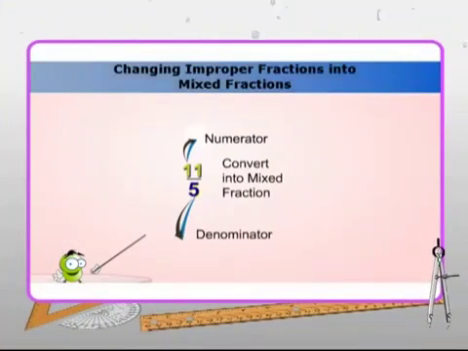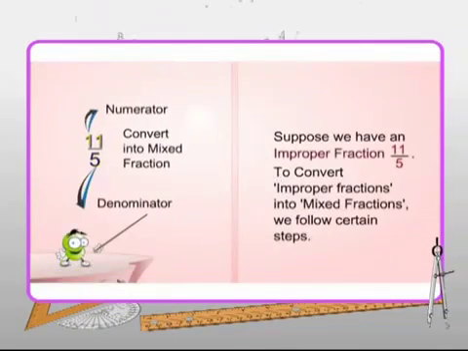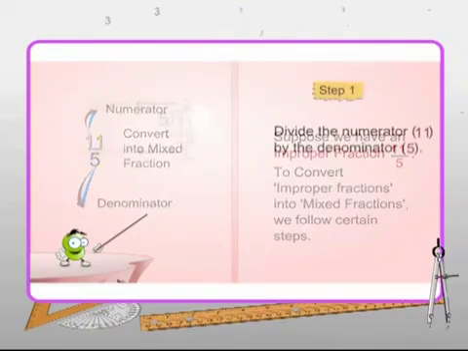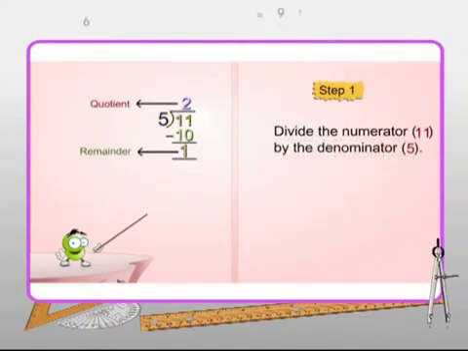Now you'll learn how to convert improper fractions into mixed fractions. Suppose we have an improper fraction 11 by 5. To convert this into mixed fraction, follow these steps. In the first step, divide the numerator, that is 11, by the denominator, that is 5. On dividing 11 by 5, we obtain 2 as the quotient and 1 as the remainder.